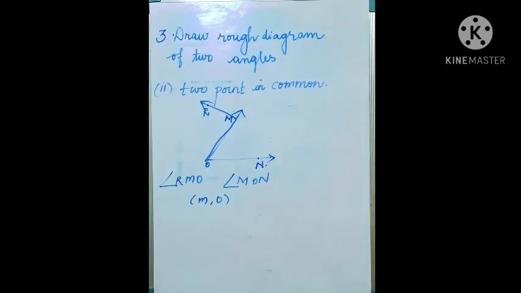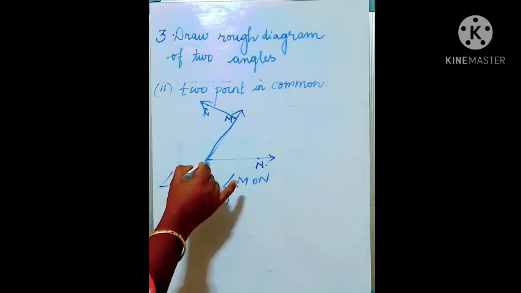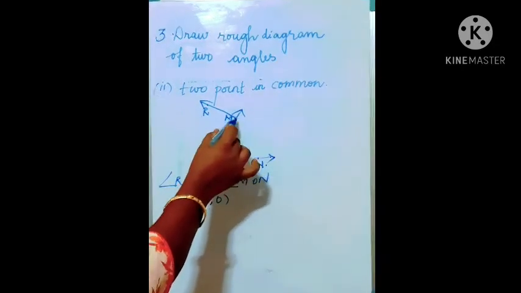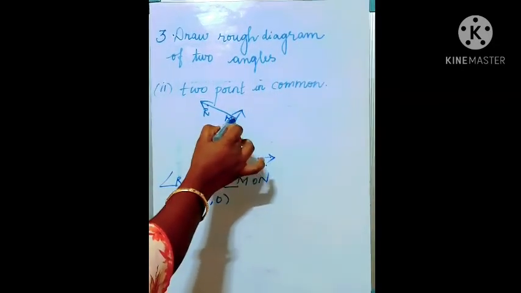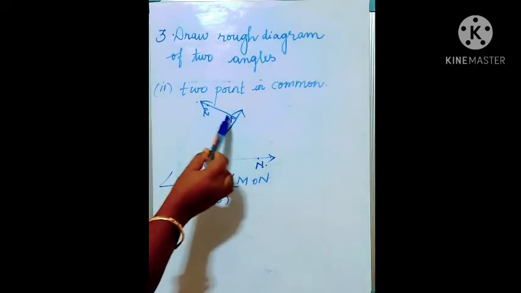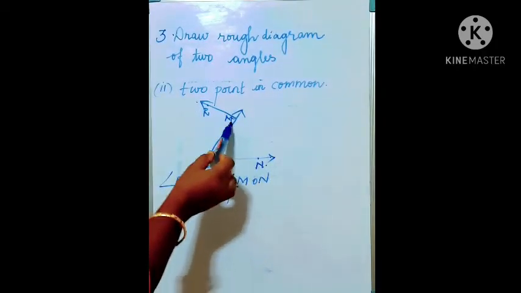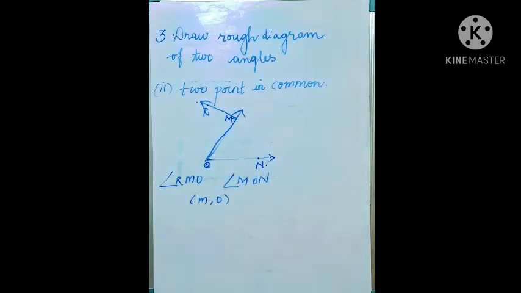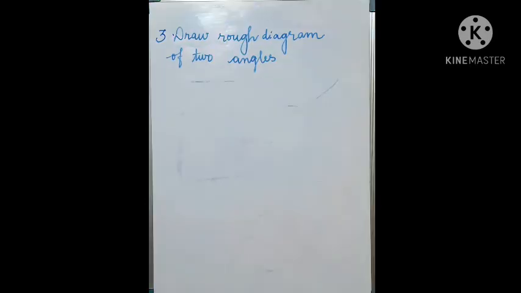Is it clear? So with O as a common point, you first draw M and N. Then with M you draw another ray R. And form RMO and MON. Is it clear? When you draw it yourself, you can easily understand. You won't always have notes with you. How I am drawing, you can also draw and see. Right? Fine. Now see some 3 points in common.